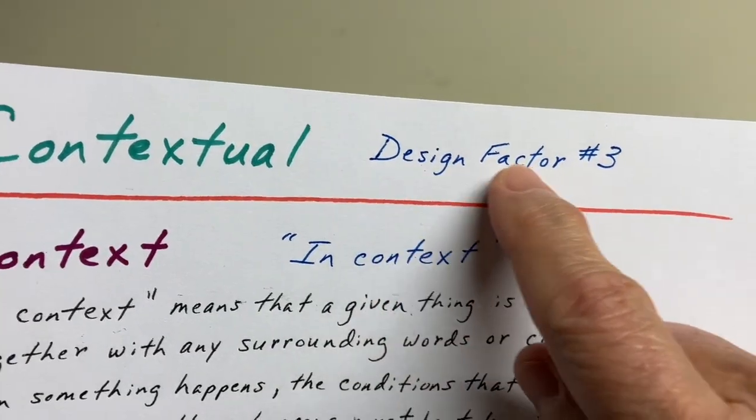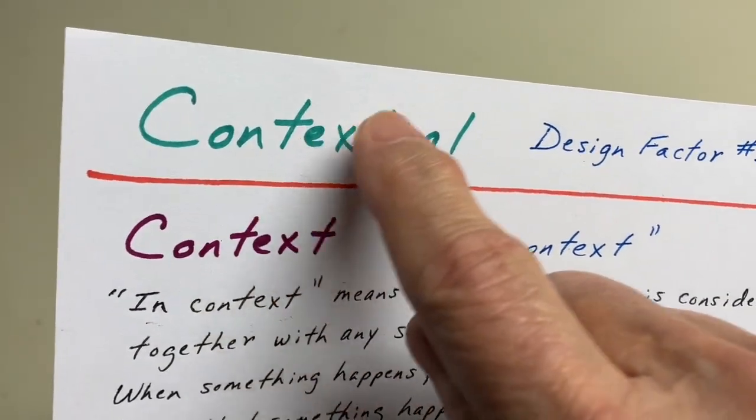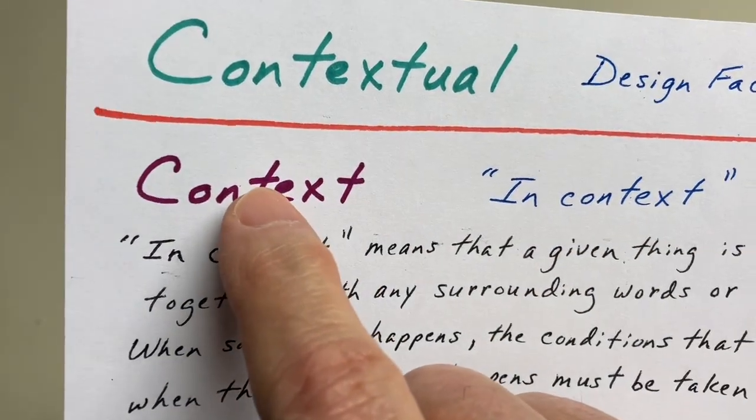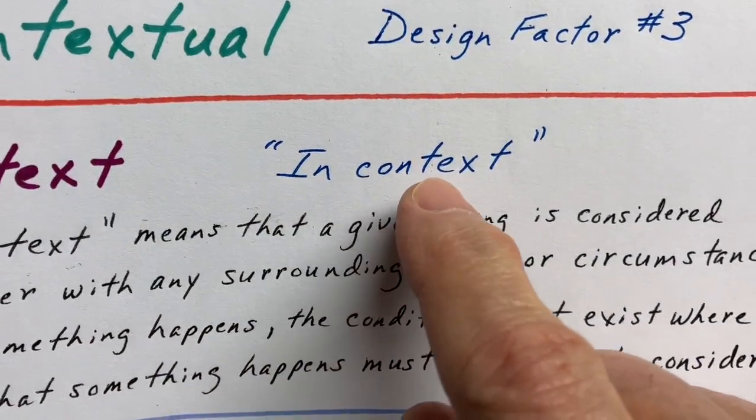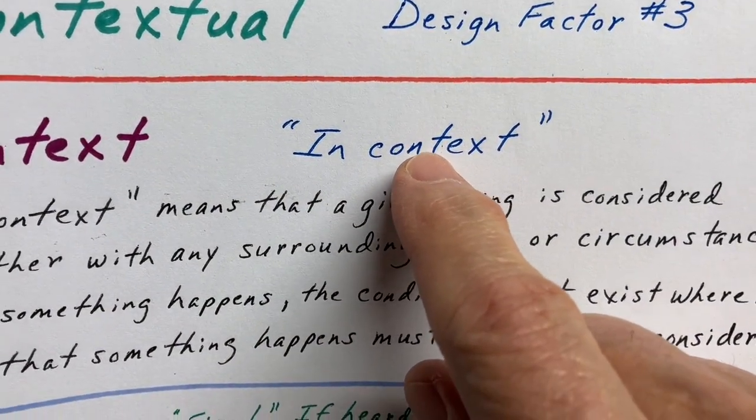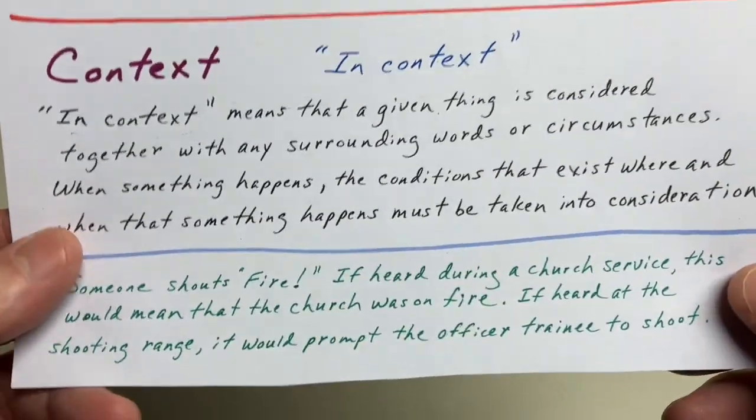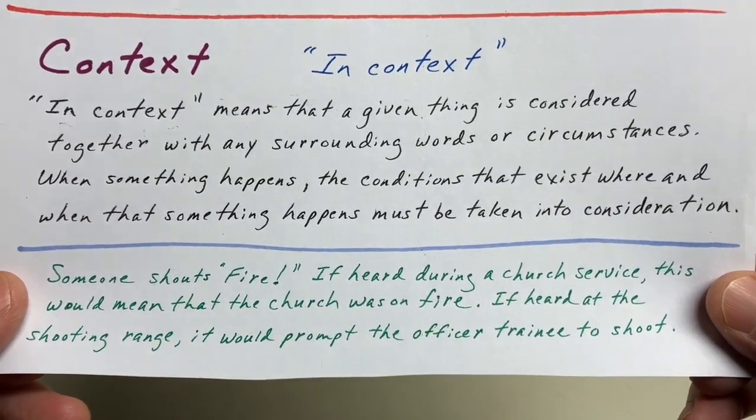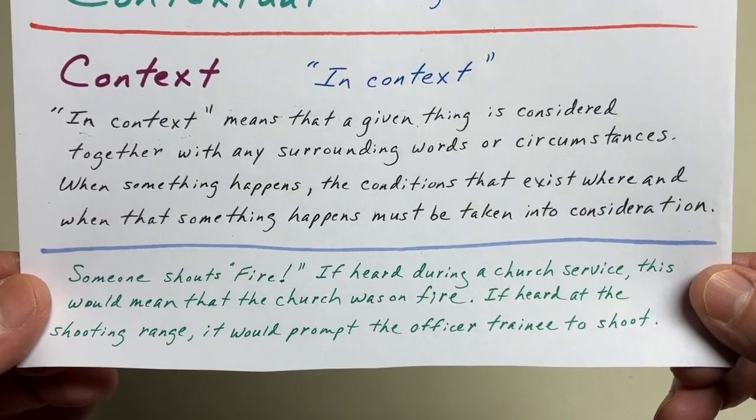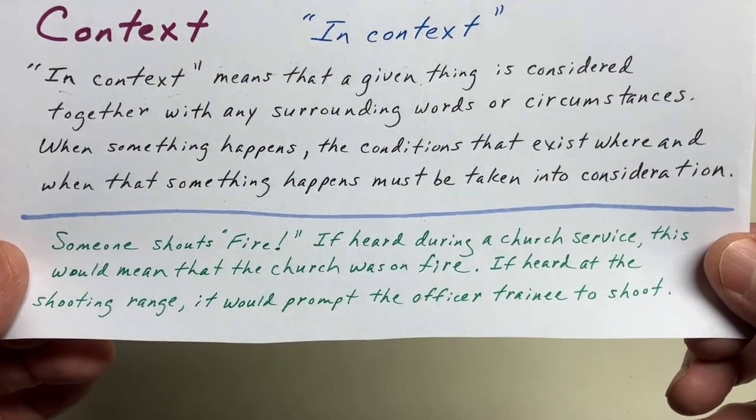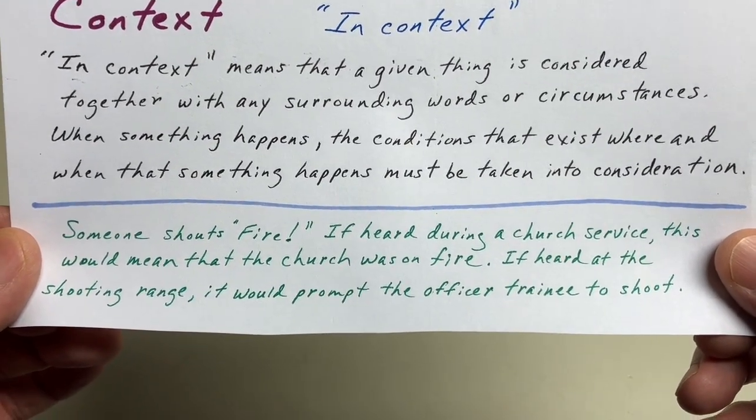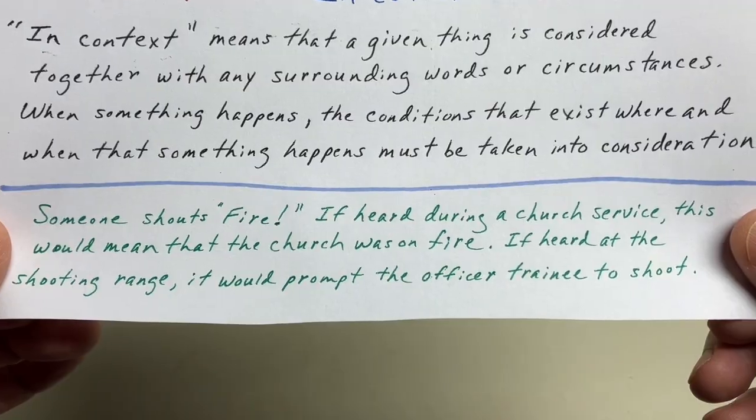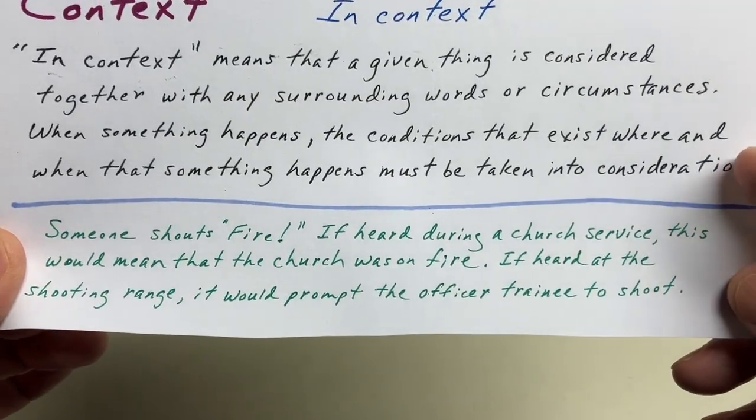Design factor number 3 is contextual. That comes from the word context. The phrase we use commonly is in context. In context means that a given thing is considered together with any surrounding words or circumstances. When something happens, the conditions that exist where and when that something happens must be taken into consideration.